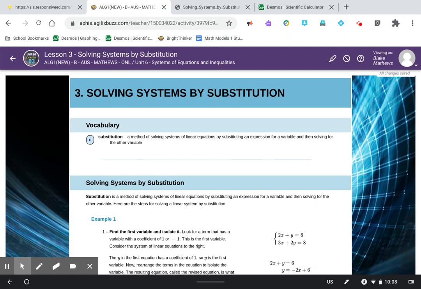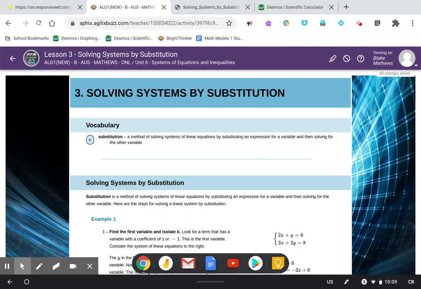All right, this is the Algebra 1 new Unit 6 Lesson 3 video. So we are continuing this exploration of linear equations, and in particular we're looking at what we call systems of linear equations.